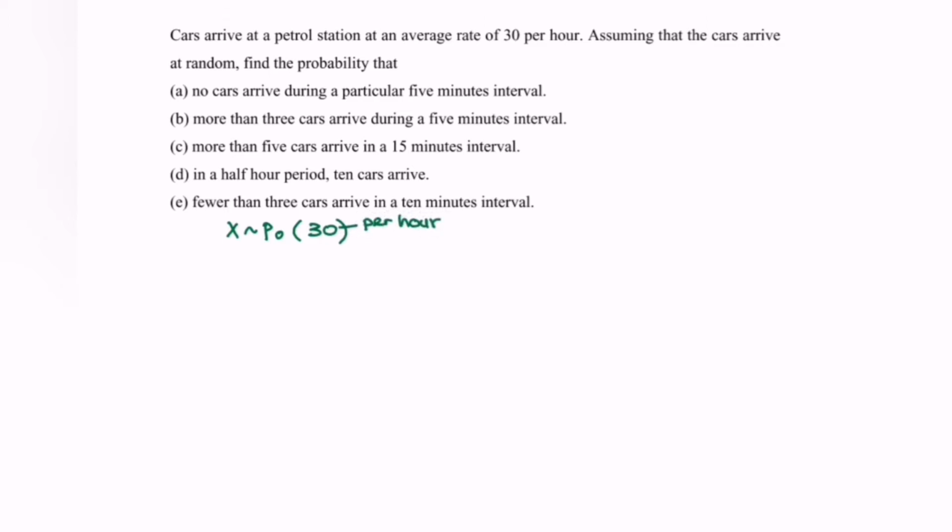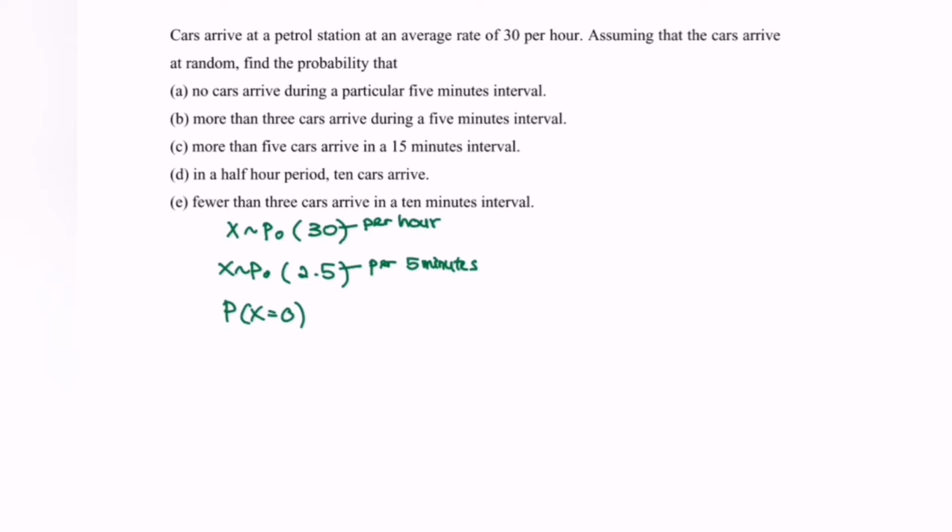A: no car arrives during a particular 5-minute interval. So what we have to do is to modify the title, where X is Poisson distributed with, here we mention, per 5 minutes. That means we have to divide the situation by 12, so here we will have 2.5. Referring to the question, no car means that X equals 0.